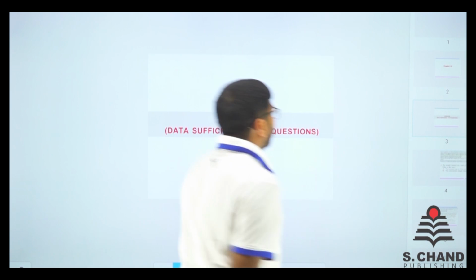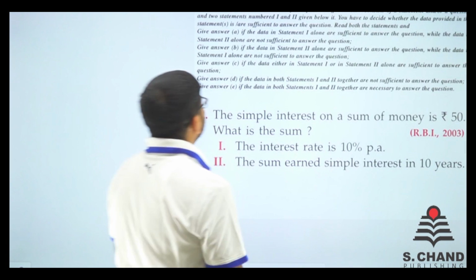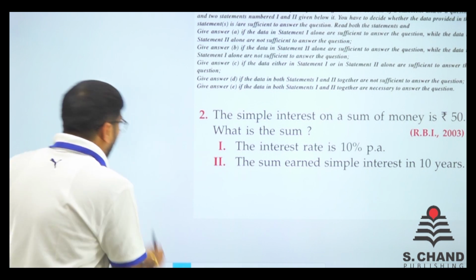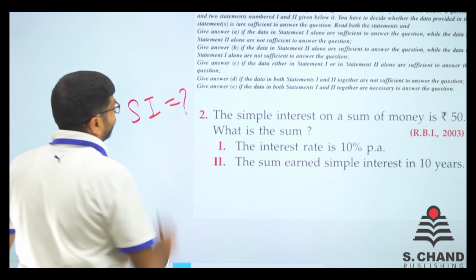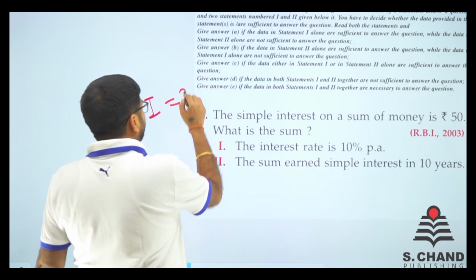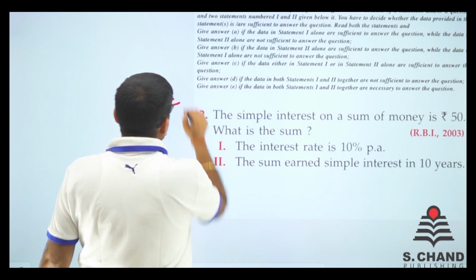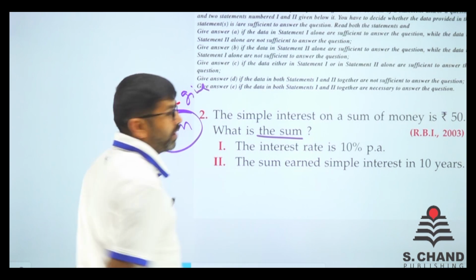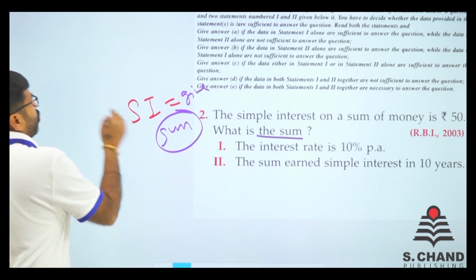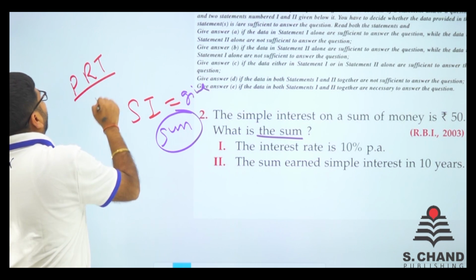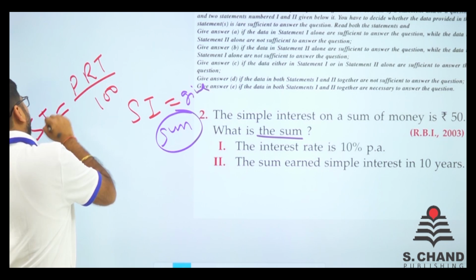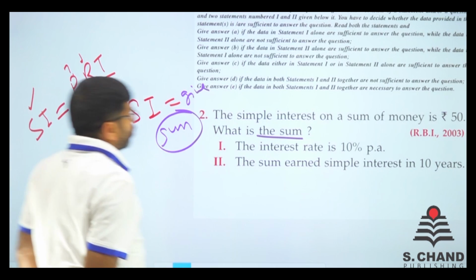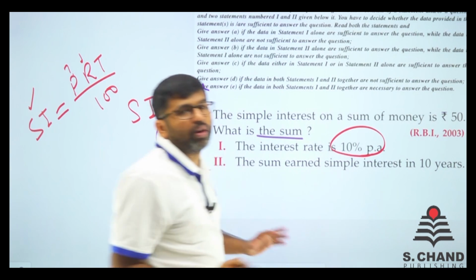So here we go. We have question number 2 with us. Simple interest on a sum of money is rupees 50. What is the sum? So we have SI with us. SI is given, and we need to find out the sum, the principal amount, right? Interest rate is 10%. So SI is PRT by 100. SI is given, P is to find out, but rate is given. So only rate is not sufficient.